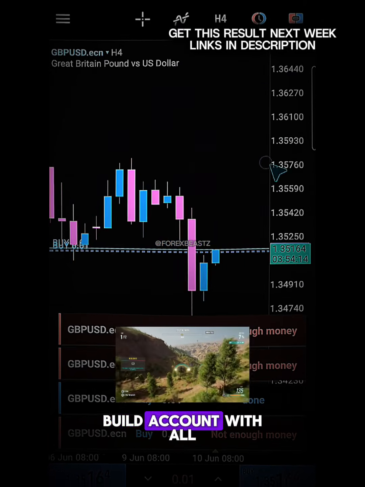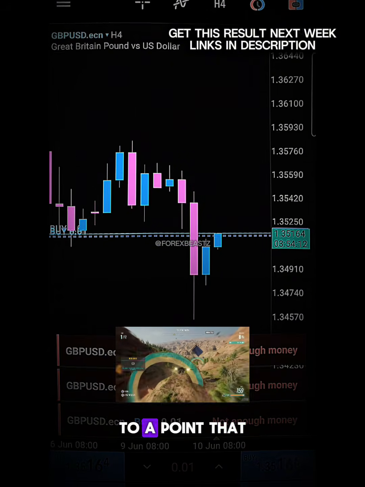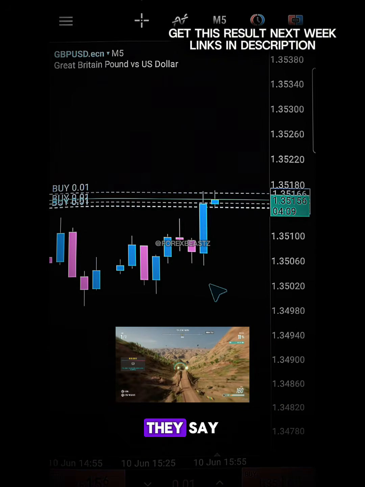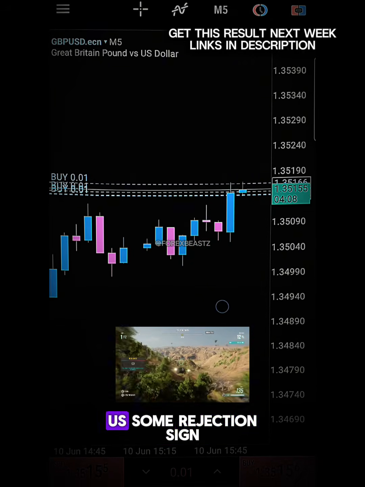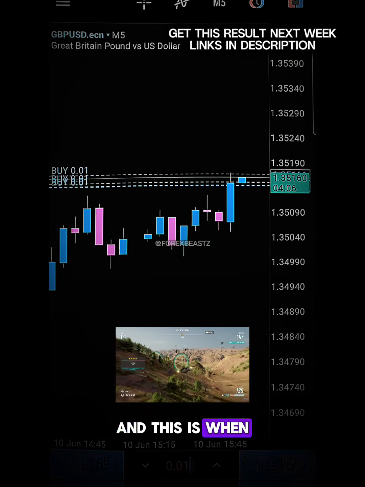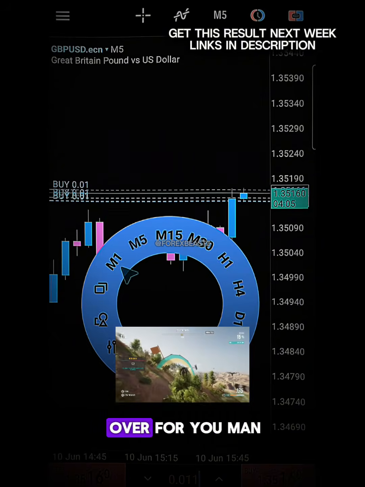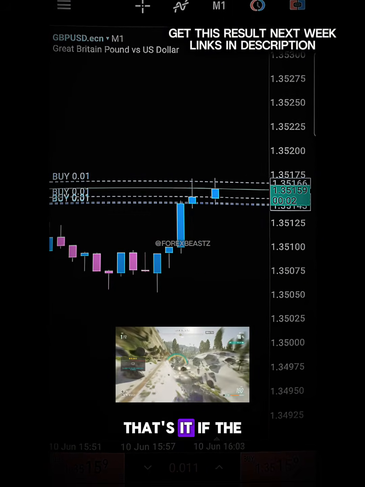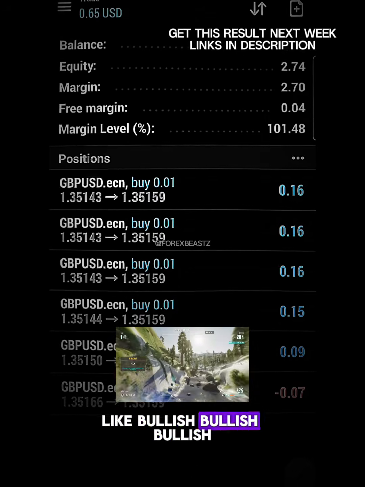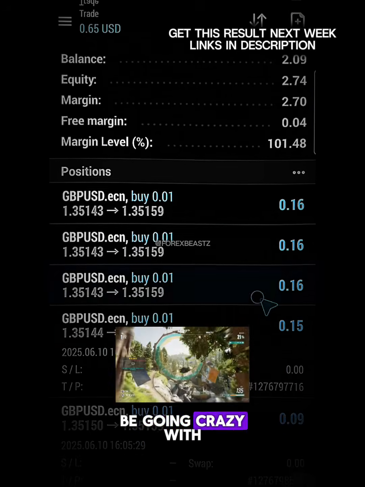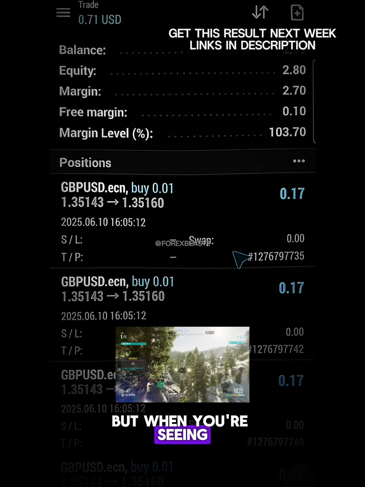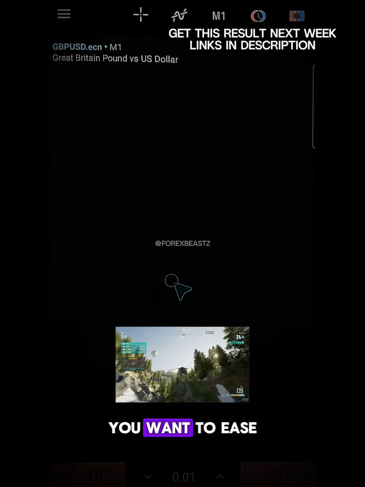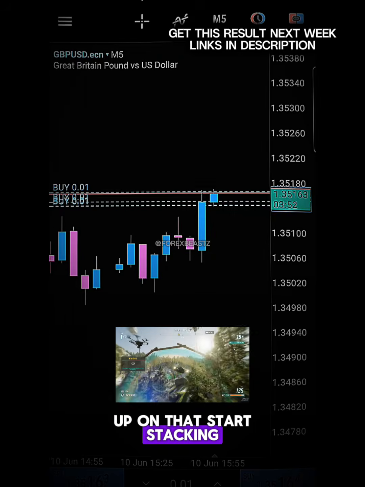But you need to build an account with all these small setups to a point that you will be able to withstand gold. So if you look at that point, price is already giving us some rejection sign, and this is when you have to ease up with the stacking. That's it. If the thing is going bullish, really bullish, then you can just be going crazy with the stacking. But when you are seeing some slight rejection and some slight opposition in the market, you want to ease up on that stacking. That's it too.